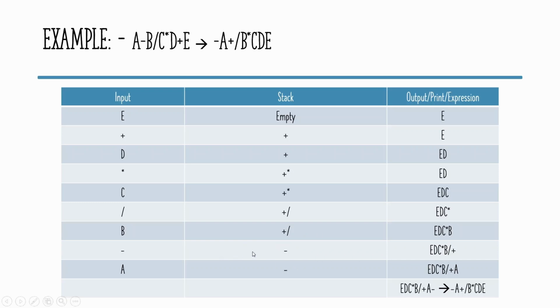So then it got pushed onto the stack, so minus, and we got output as EDC times B, and then division, and then plus, right? And then afterwards A was remaining, and we have minus in the stack, and simply as an operand it has output, and the remaining thing in the stack was minus, so we directly output it. The final thing was EDC times B division A in and division plus A and then minus.